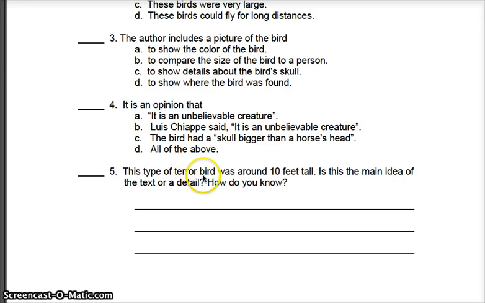This type of terror bird was around 10 feet tall. Is this the main idea of the text or a detail? How do you know? So you're letting me know whenever it says, this type of terror bird was around 10 feet tall. I want to know if this is a detail or if this is the main idea. And I want you to tell me, how do you know? Don't say because I know. Tell me how you know, okay?